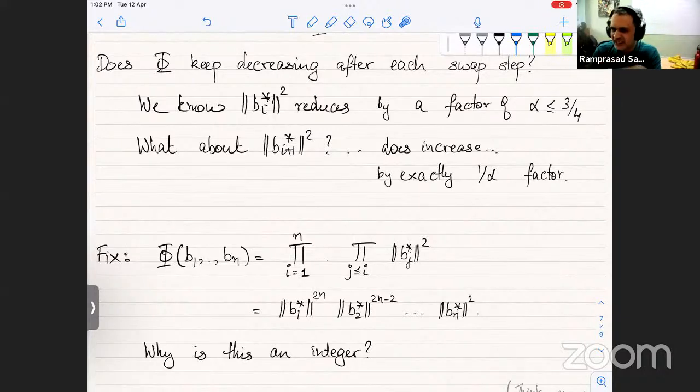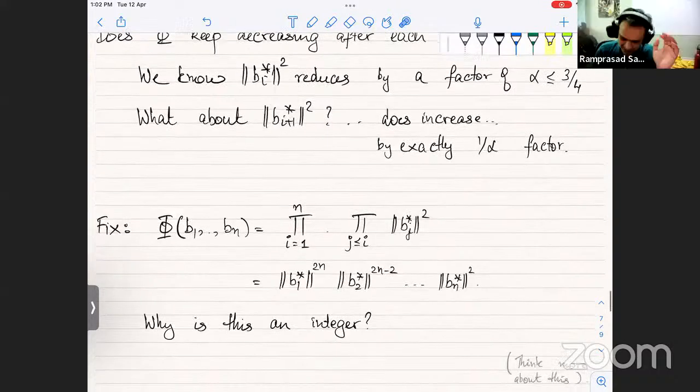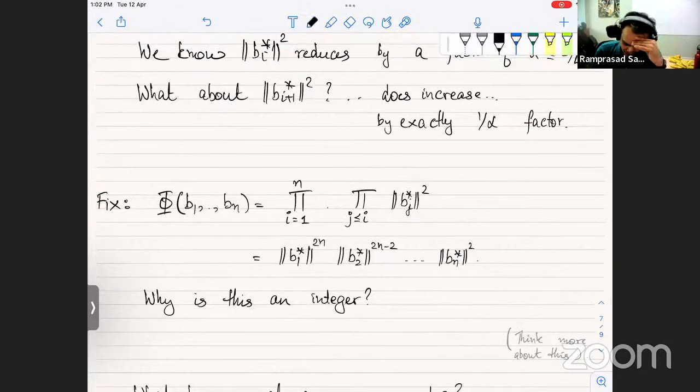But the proof of this is exactly the same. There's just the upper part of that. Precisely. All we are saying is, you look at B star and B star transpose, but only look at the first i rows.